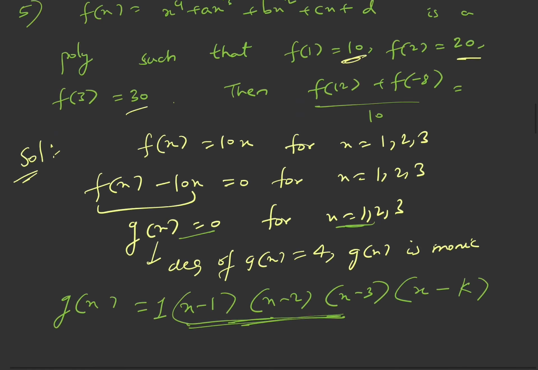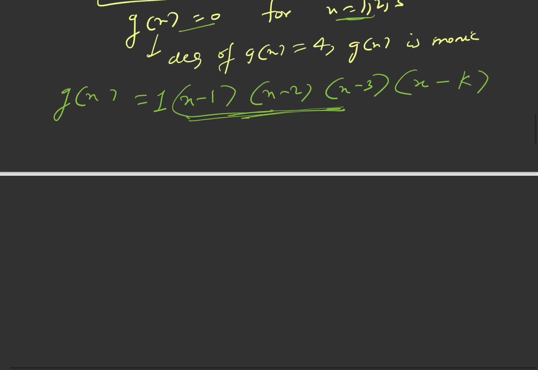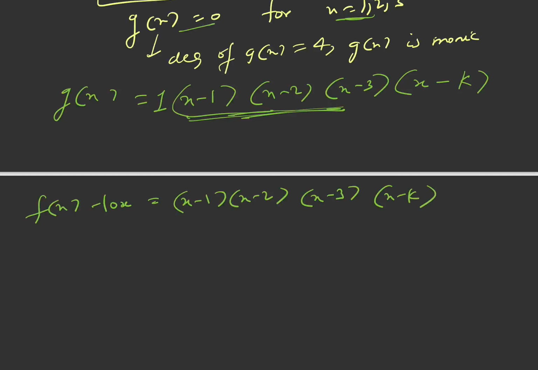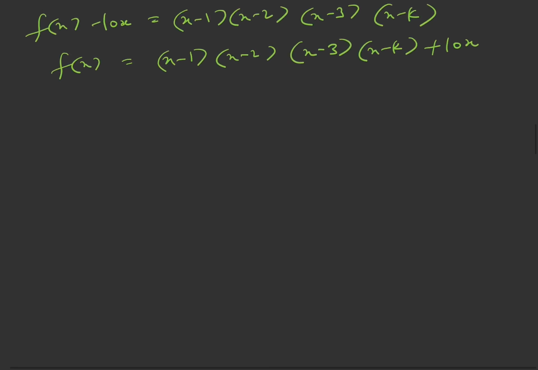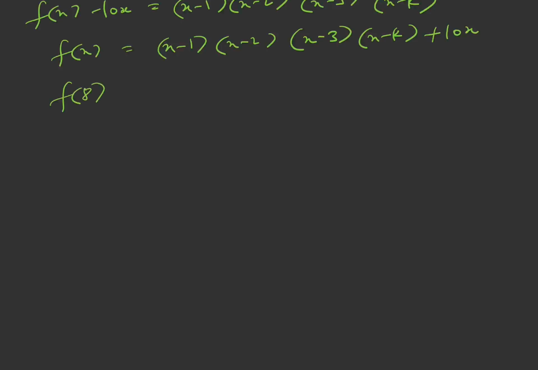Now we want to compute what? (f(12) plus f(minus 8)) over 10, right? So I can say that f(x) minus 10x is equal to (x minus 1)(x minus 2)(x minus 3)(x minus k). So I can say that f(x) is (x minus 1) times (x minus 2) times (x minus 3) times (x minus k) plus 10 times x. Now let us compute f(8) plus f(minus 12).